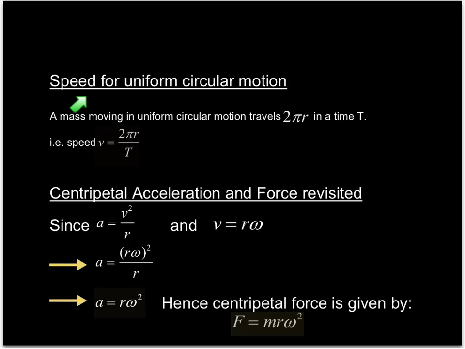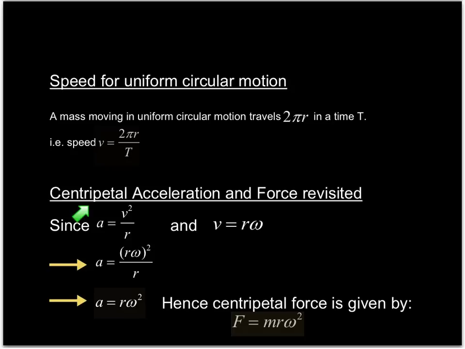Now we'll look at another way of thinking of speed in a circular motion. We consider a mass moving in a uniform circular motion. It travels 2 pi r, which is the circumference, in a time capital T. So distance over time is simply 2 pi r over capital T. So there's a nice little equation that relates linear speed, radius, and the period.